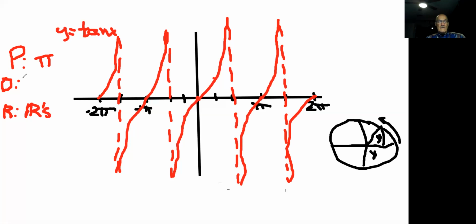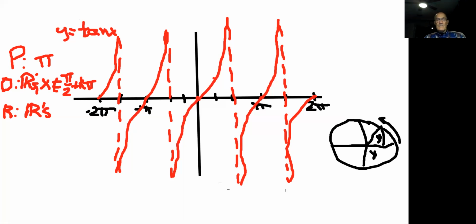The domain is the reals, x not equal to, notice here, it starts being at pi over 2. So it's pi over 2 plus k pi, right? Because you lose a point every pi, but it doesn't start at 0. It starts at pi over 2. So now that's the situation with the tangent curve.